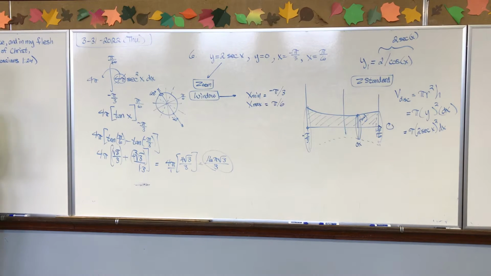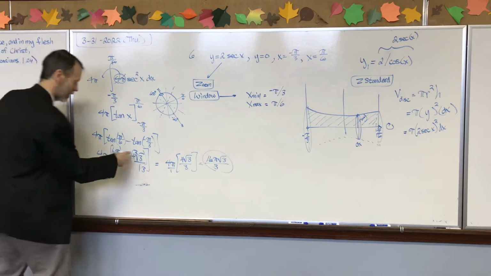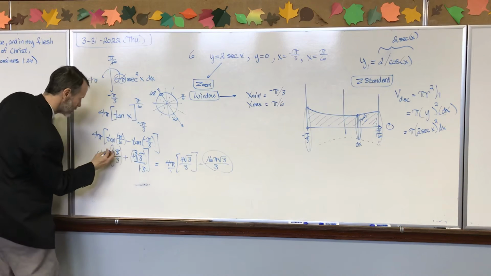Question? So is there a 1 in front of the radical 3 over 3? How did you get the 4? Oh, there is a 1 in front of this.